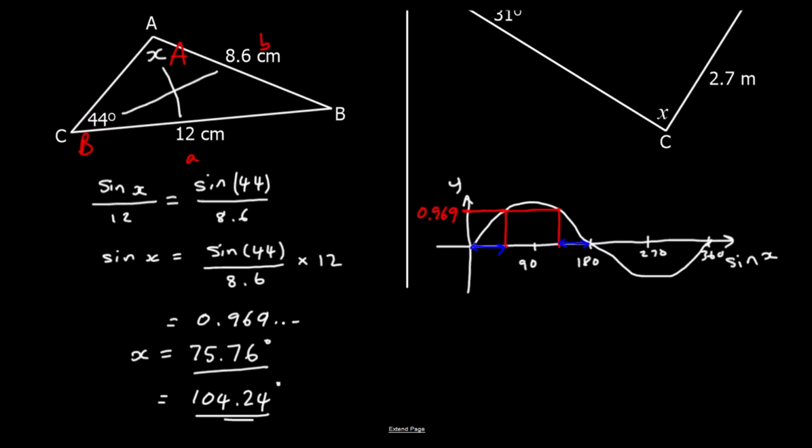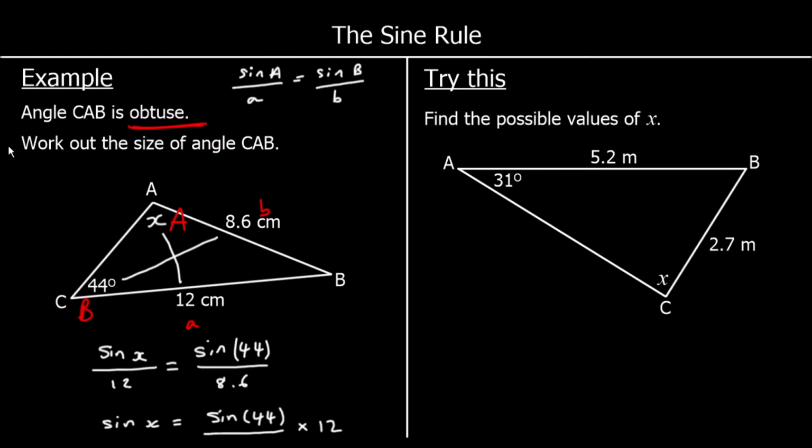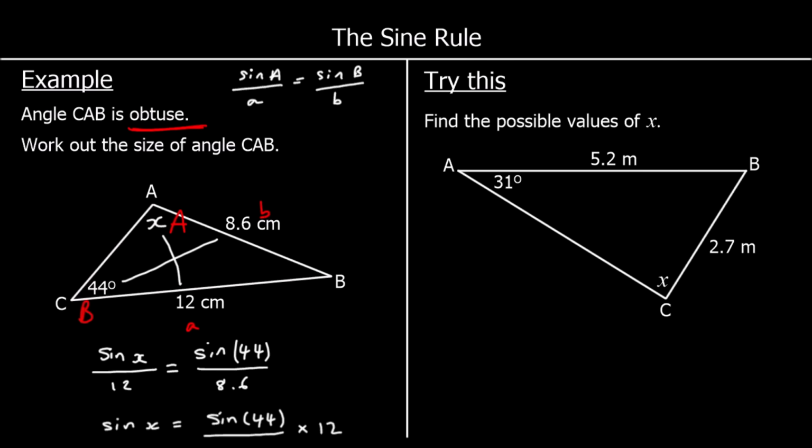Okay, let me clear this. And here's a question for you to try. So pause the video, give this one a go, and press play when you're ready for the answer. So this question says find the possible values of x. So there's going to be two possible answers. The diagram's not drawn to scale, so there could be an acute answer and an obtuse answer.